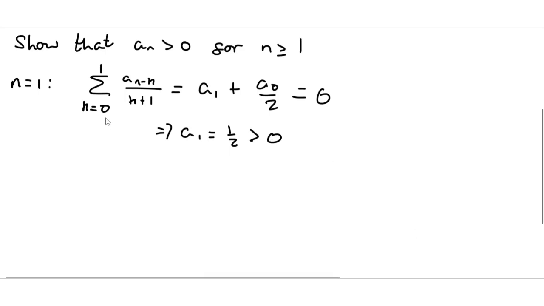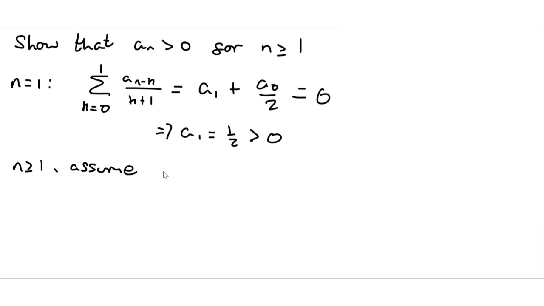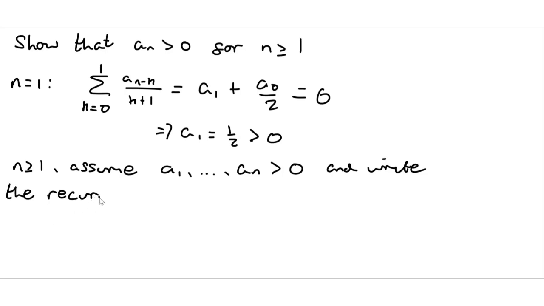For our induction step, we're going to assume, as always, that for some n greater than or equal to 1, a1 up to an are all greater than 0. Then we're going to rewrite the recurrence formula in a way that's more convenient to us. I'm not sure about my spelling here, you'll have to correct me in the comments. Rewrite the recurrence formula for n and for n plus 1.